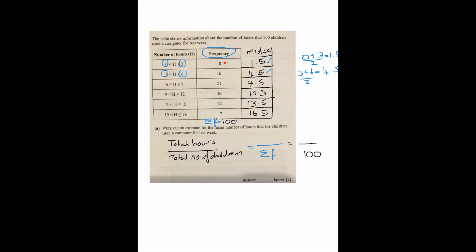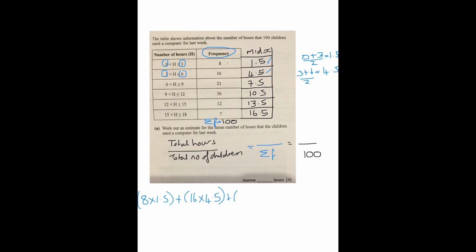Eight children have spent about 1.5 hours each on the computer. 16 children have spent about 4.5 hours each on the computer, and so on. We want the total hours spent on the computer. So if I get my 8 children and I multiply by 1.5, that will tell me how many hours those 8 children spent on the computer. I will then have to add on the 16 times 4.5 because 16 children spent 4.5 hours on the computer.